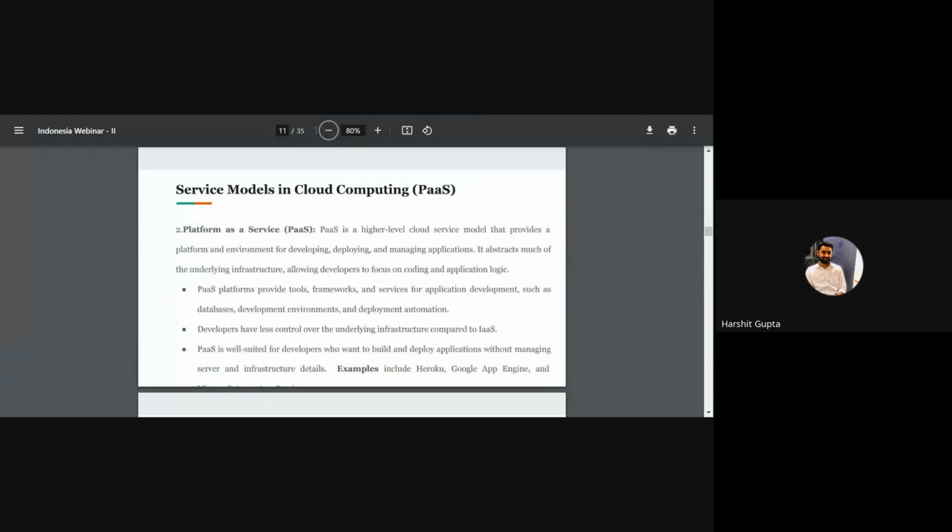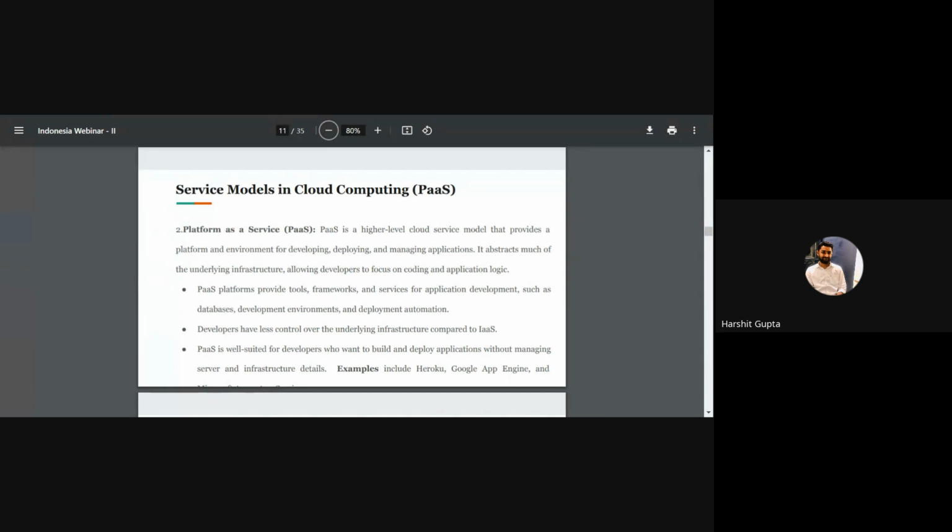Now next is platform as a service. It is a higher level cloud service model that provides a platform and environment for developing, deploying and managing applications. You may see these days many online compilers and many application development environments, for example for Android applications or iOS applications.